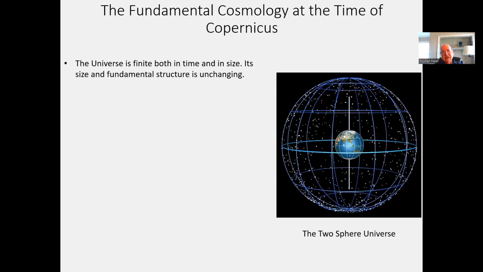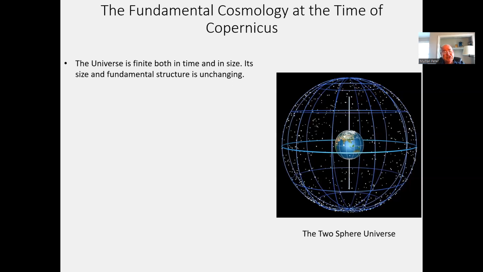Let's go ahead now and take a look at one of the paradigms, the old paradigm of the ancient world. Let's go through some of those ideas. Here are the teachings that Copernicus would have been taught at university when he went in his 20s. This was the prevailing best science of the day. The universe is finite, both in time and in space. Its size and fundamental structure is unchanging. Einstein agreed with that. Okay, 500 years later.